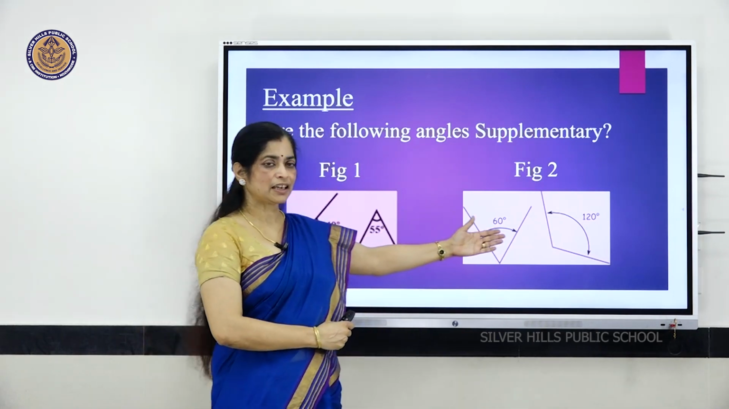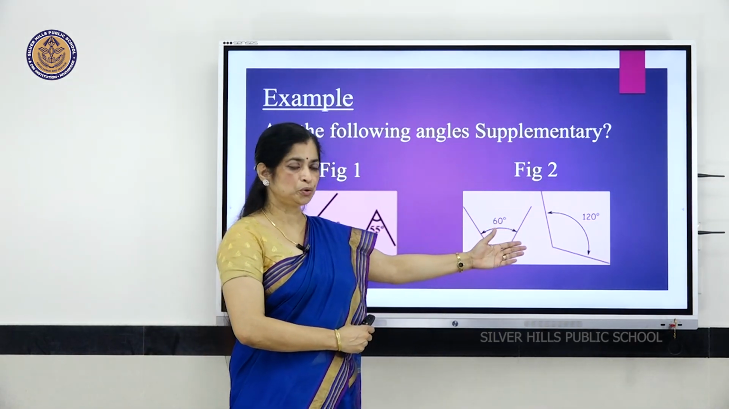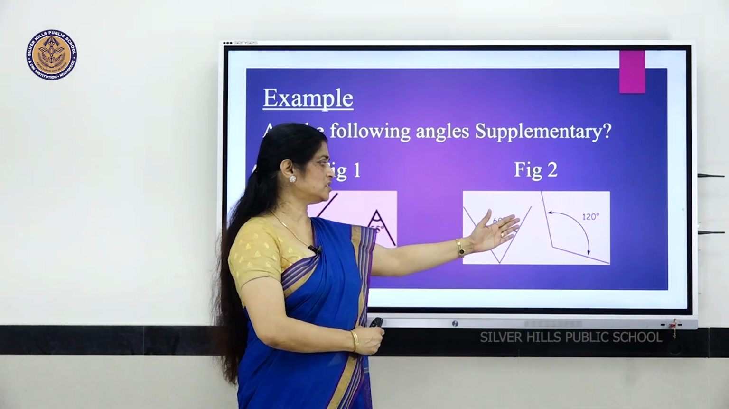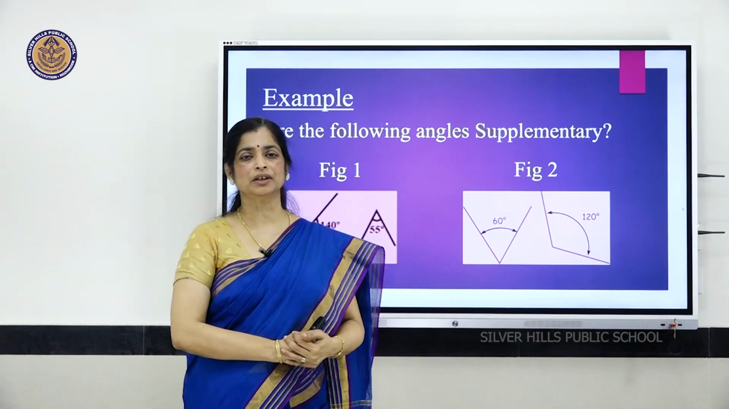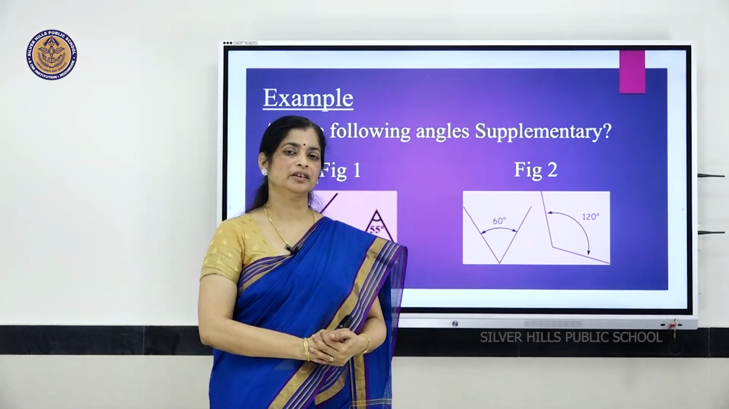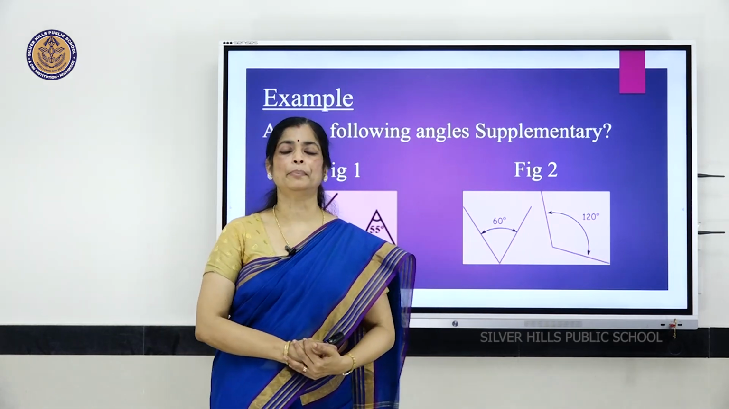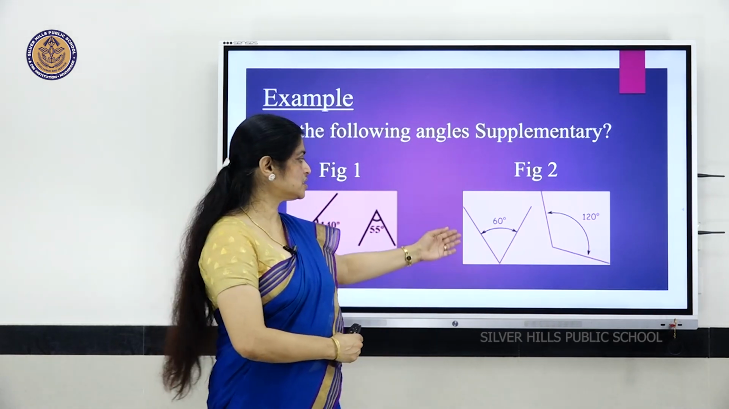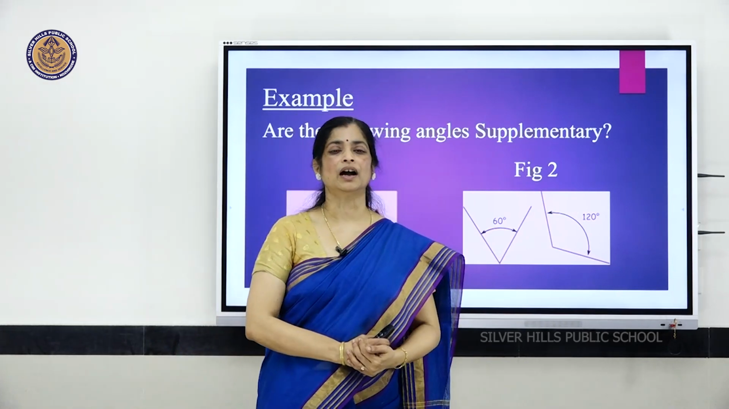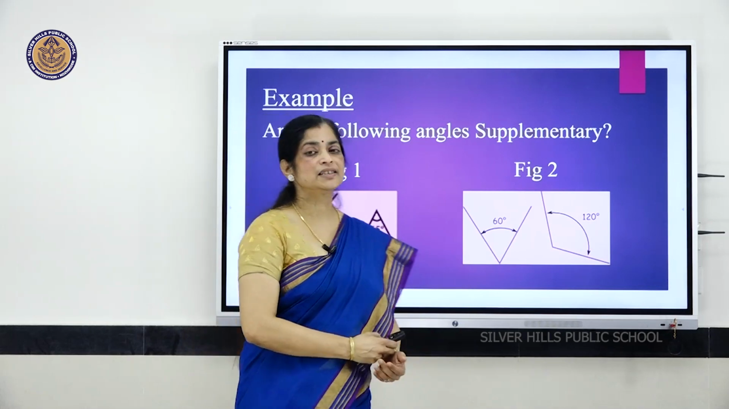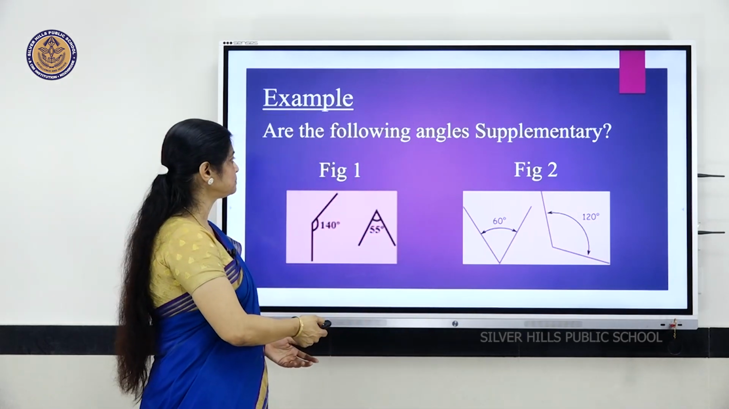Let us look at the second figure, figure 2. In figure 2, you see one angle measures 60 and the other angle measures 120. 60 plus 120 is 180. So, we can say that they are supplementary angles. 60 degree is the supplement of 120 and 120 is the supplement of 60 degree.